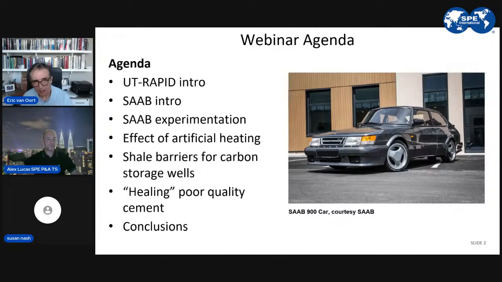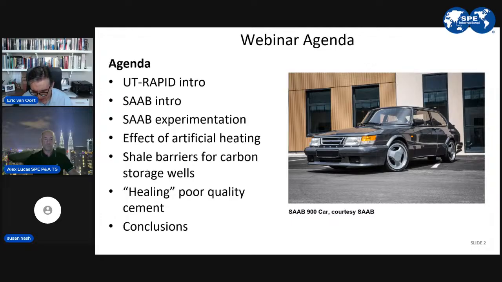And what I'll do in the agenda is I'll introduce RAPID a little bit to you. I'll give you an introduction to shale as a barrier, or what is indicated by the acronym SAB. I'll talk about how we do shale as a barrier experimentation and what the effect is of artificial heating, which turns out to be kind of an accelerating effect on shales. We'll talk about shale barriers for carbon storage wells and why I think they're uniquely suited for carbon storage in particular. We'll talk a little bit about the healing of poor quality cement by shale. And then I have some conclusions.